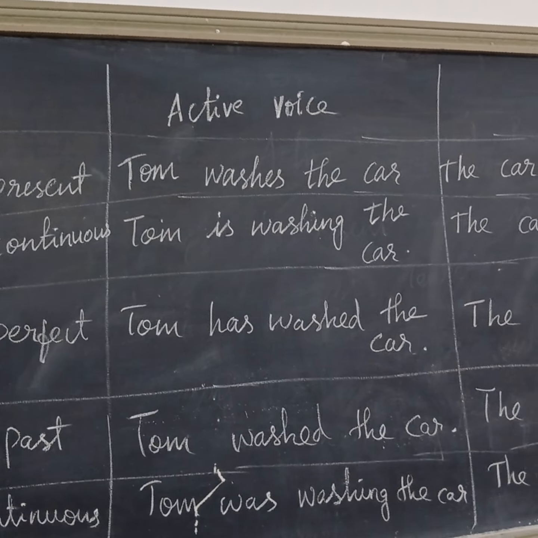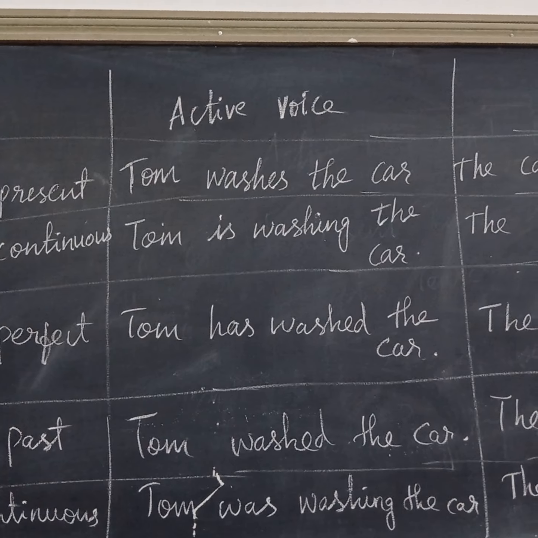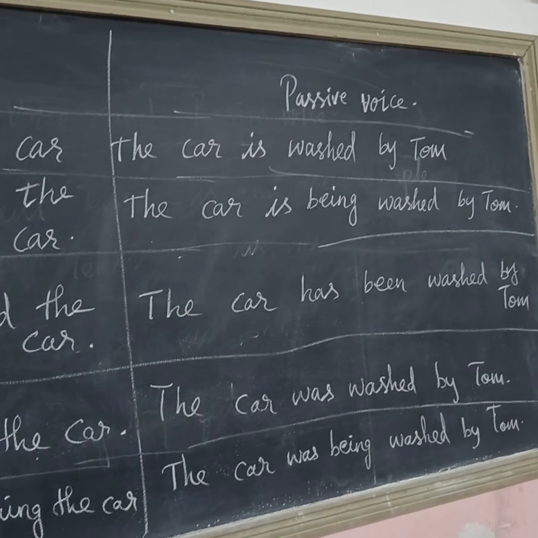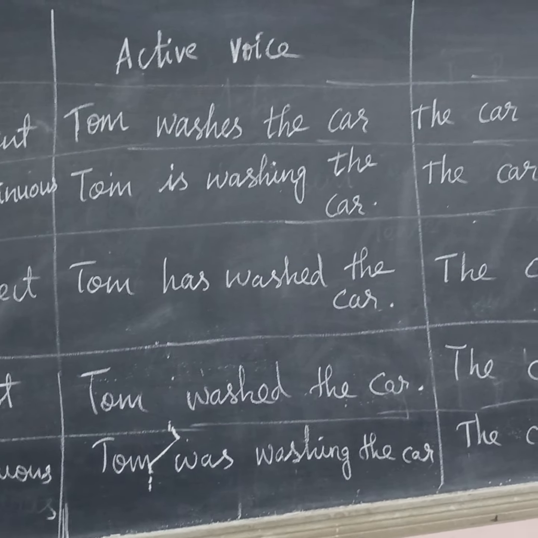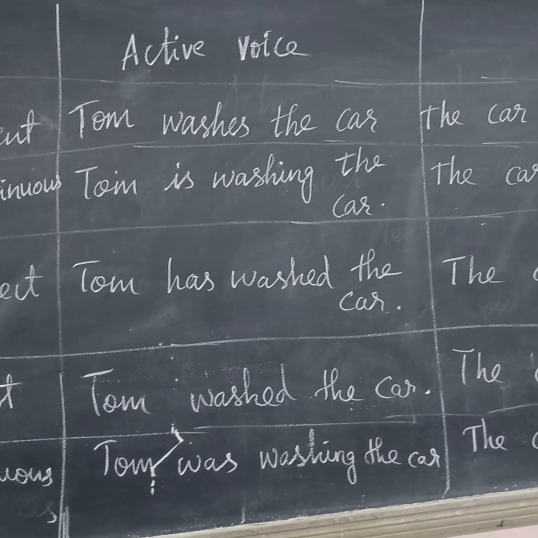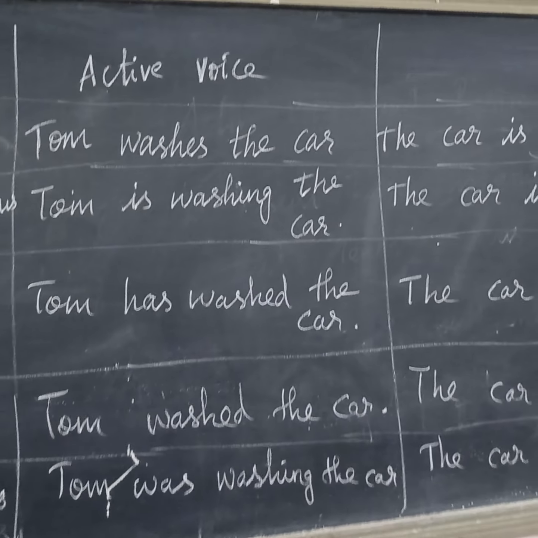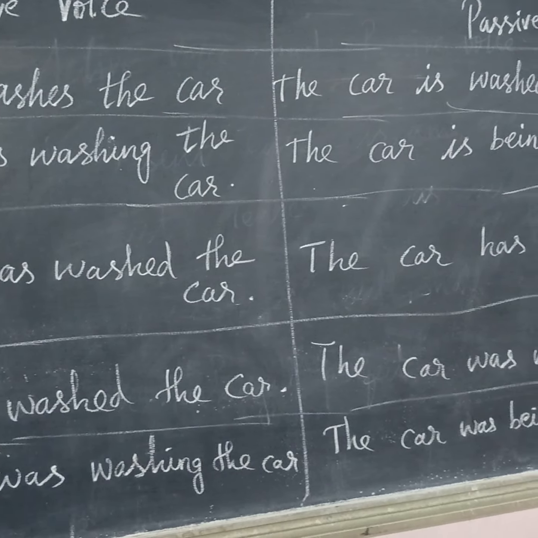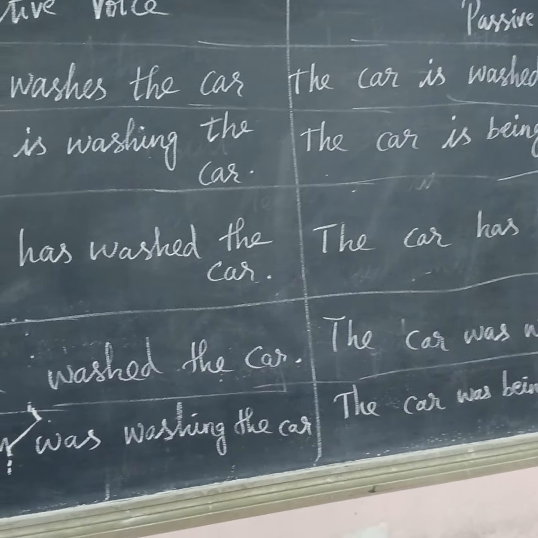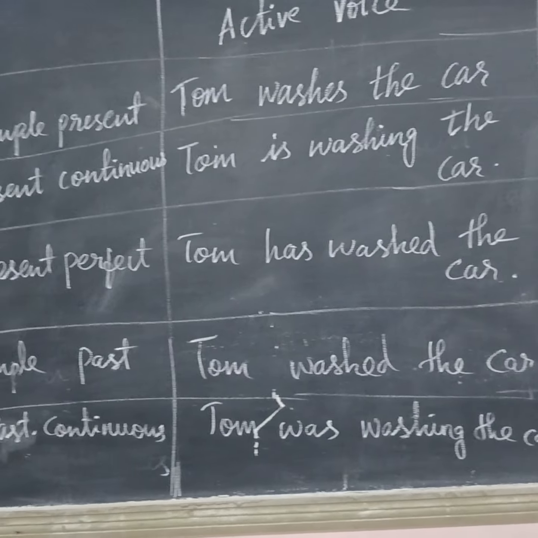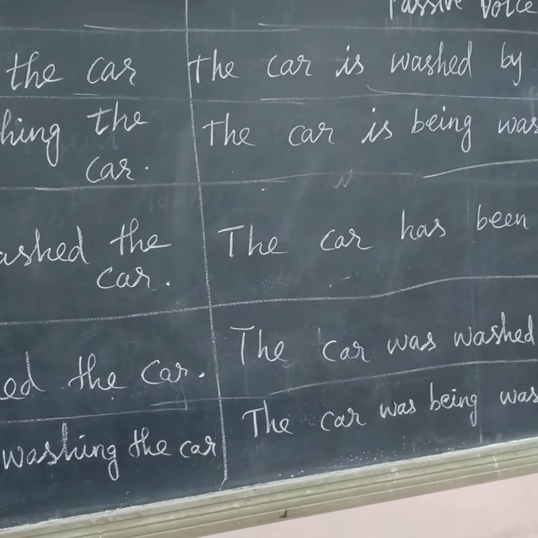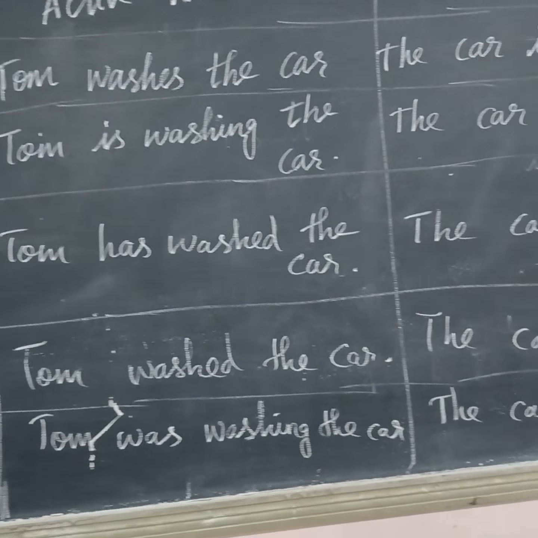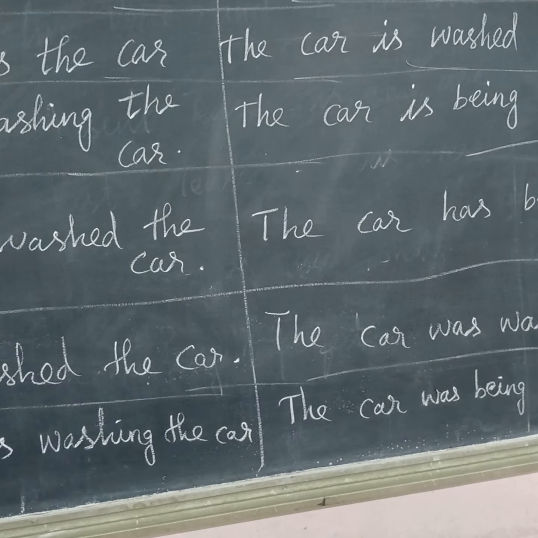When you change active voice into passive voice, the object should come first. So here the car should come first, then Tom should come last, by Tom. Then think about the verb, is washing. If you see ing in the sentence, when you change active voice into passive voice, you have to put being. Okay, then automatically the V3 form of the verb wash, washed: being washed. Already this is present continuous, so you have to put the present tense auxiliary verb.